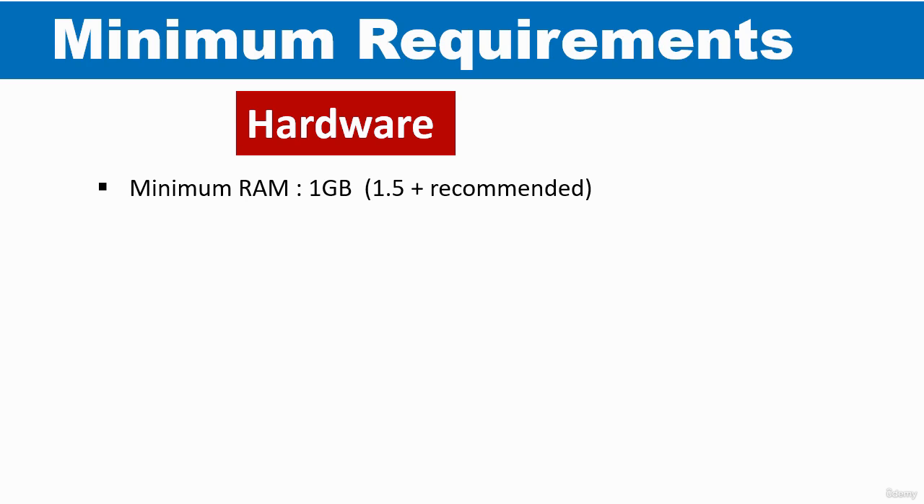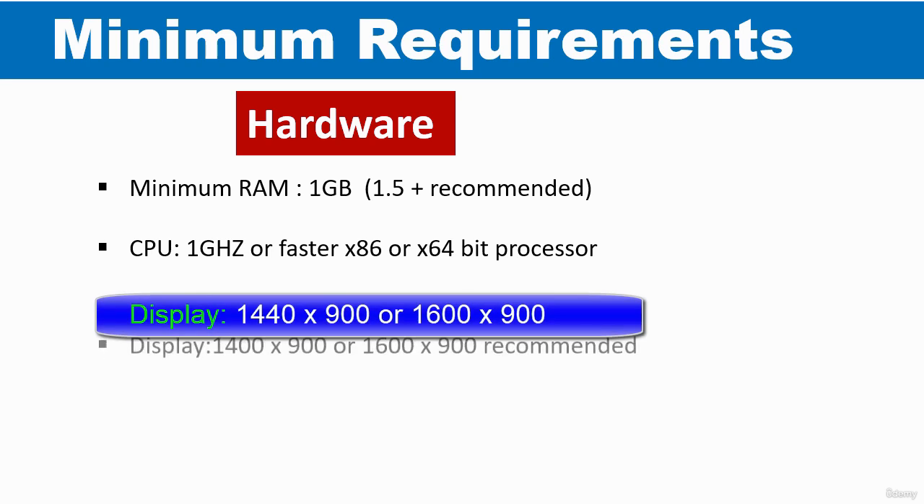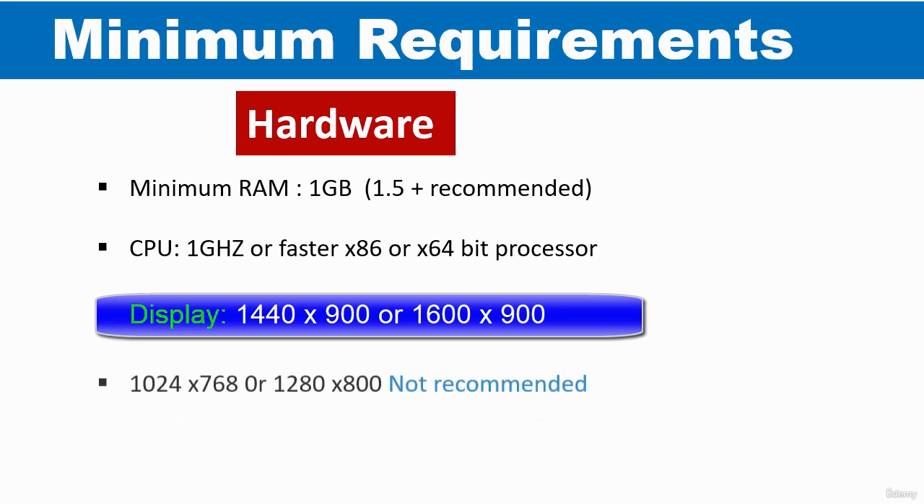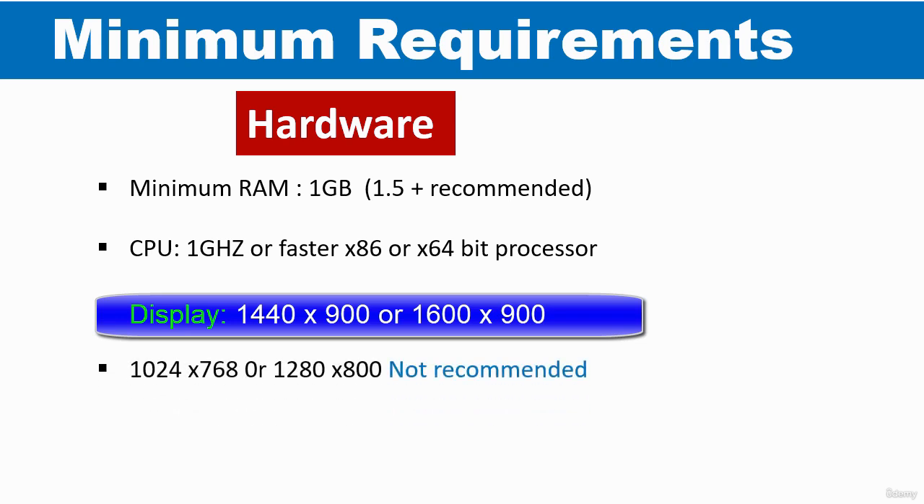For the CPU, it is recommended that you have a CPU of 1 gigahertz or faster, which could either be an x86 or a 64-bit processor. It is recommended for the display to have the resolution set to 1440 by 900 or 1600 by 900. So this is the recommended resolution. If you have a lower resolution set, such as 1024 or 1280 by 800, these are not recommended resolutions.